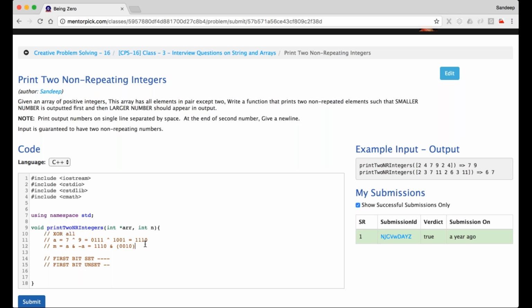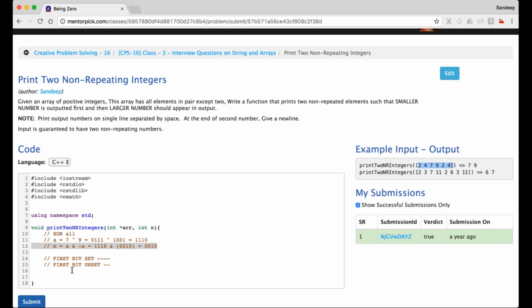So now if we do ampersand of these two, we will come up with a mask 0010. So this is what we are talking about. Mask means keep the last set bit as it is, rest all make 0. So now we have received the mask. This mask will help us divide these numbers in two groups.